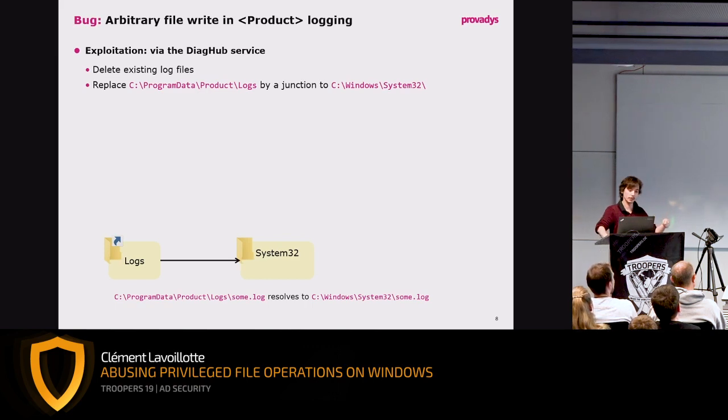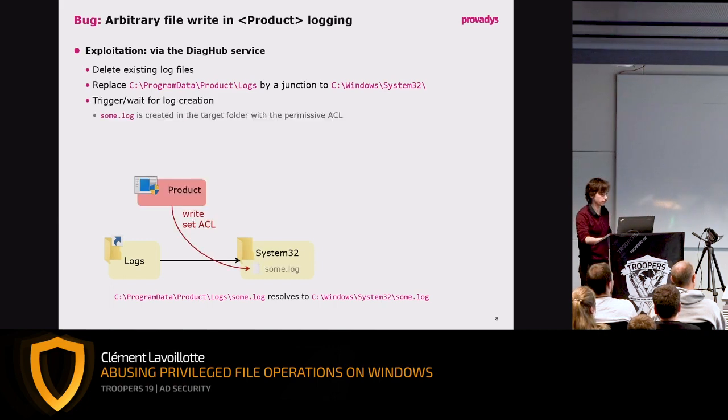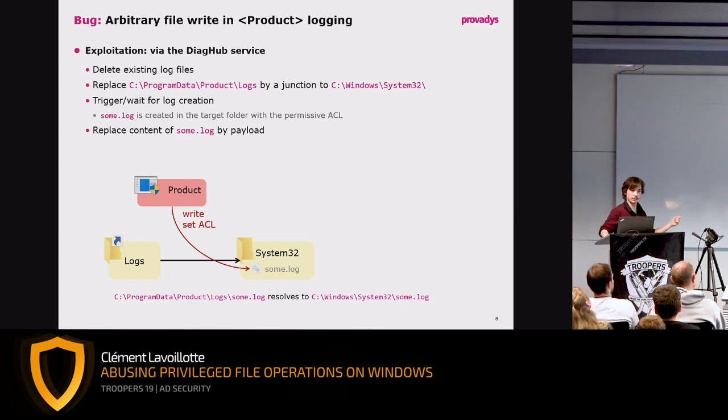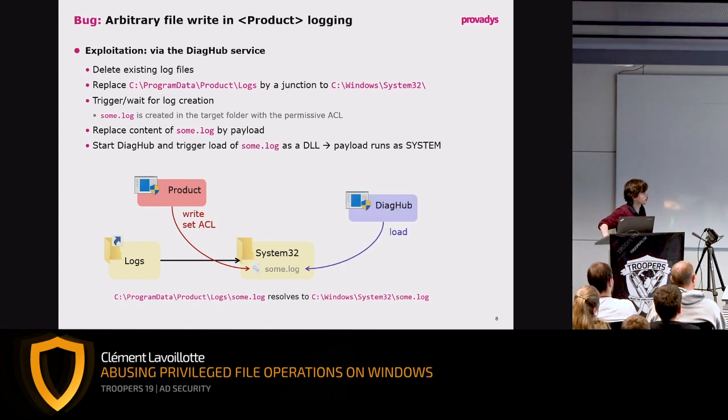Then, because we have write access with the default rights of ProgramData subdirectories, we can replace the logs directory with a junction that points to system32. So when our product tries to create the log, it will actually create it in system32 and set the permissive ACL on it. And because of that permissive ACL, we can replace the content of the log file with our DLL, start the DiagHub service, and have it load our file and gain SYSTEM code execution.